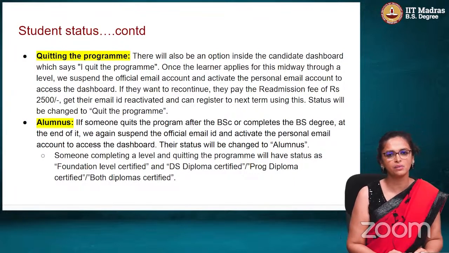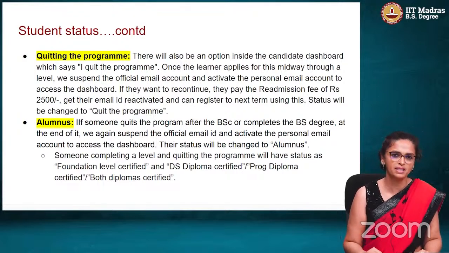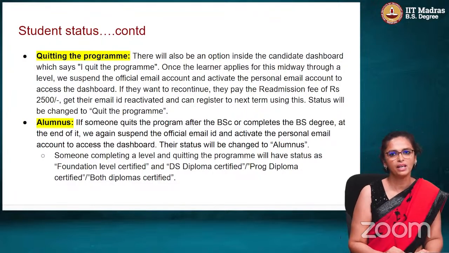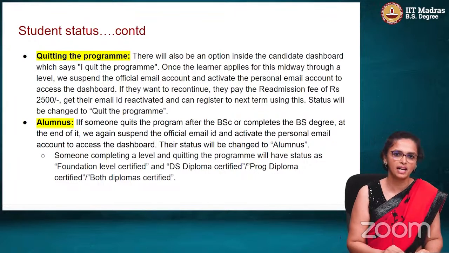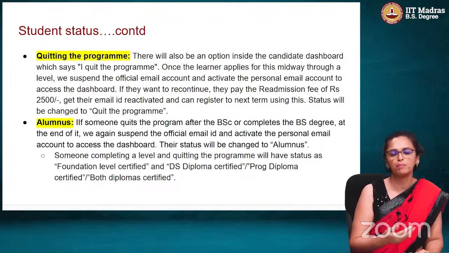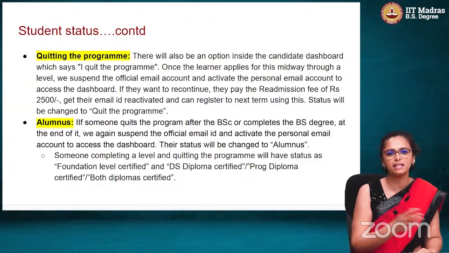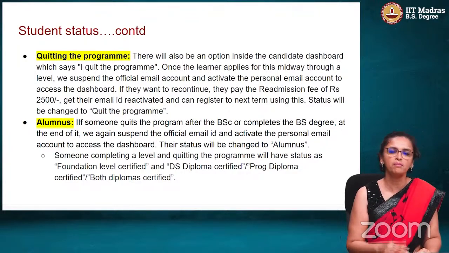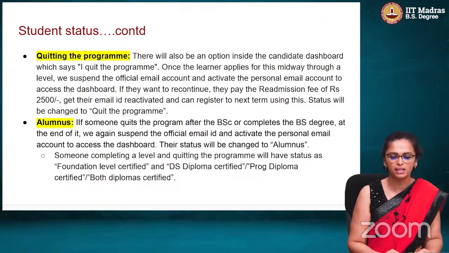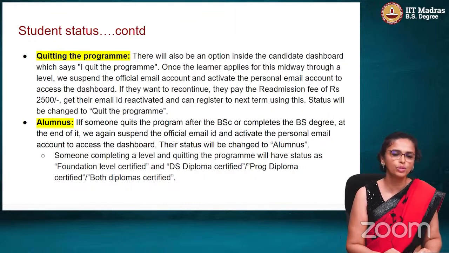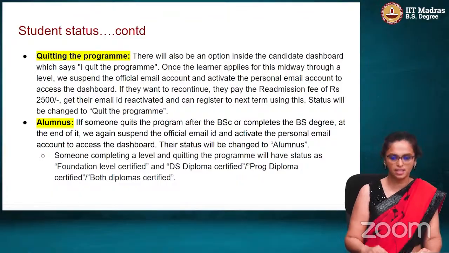And the last status that we have is alumnus, where students completing the BSc level or the BS degree become alumnus of IIT Madras. So we will also send this list to the IIT Madras alumni office. There are procedures and processes by which you get registered with them and you become part of the alumni group. So there will be some interfacing we will do between you and them, and you can become an alumnus of IIT Madras. For those completing 1 or both diplomas and quitting the program, there is no alumni status that is being awarded. It's only for the BSc and BS degree completed students.